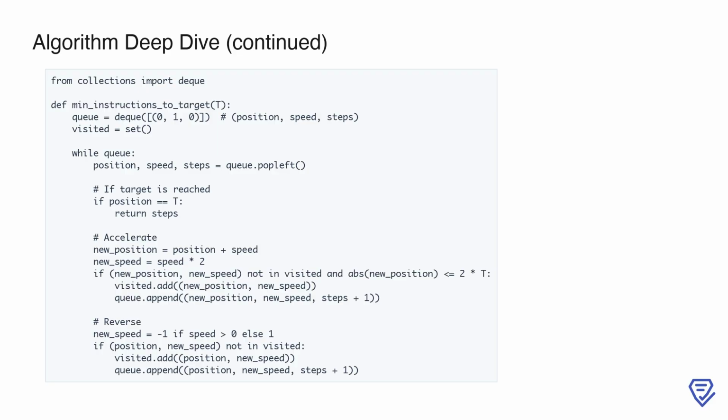For the A command, we calculate the new position and speed, and if this state hasn't been visited and is within valid bounds, we add it to the queue and mark it as visited. For the R command, we adjust the speed to reverse direction and similarly add the state to the queue if it hasn't been visited. This ensures that all valid states are explored systematically. If the queue is exhausted and the target hasn't been reached, we return -1, though this scenario is unlikely given the problem guarantees that a solution exists.